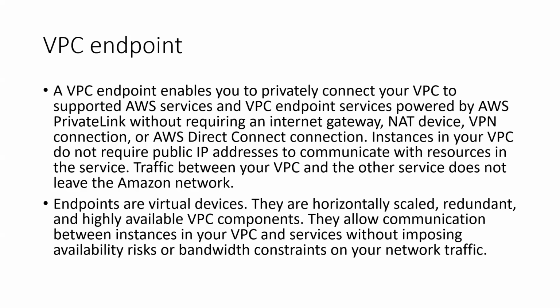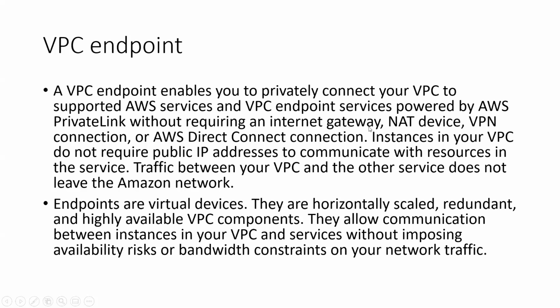Your DynamoDB is Amazon's own non-relational database, right? It gives single-digit millisecond response time. So if you want to do that, then you can use this VPC endpoint. A VPC endpoint enables you to privately connect your VPC to supported AWS services. It doesn't support all the AWS services, but it supports certain AWS services and VPC endpoint services powered by AWS PrivateLink, without requiring an internet gateway.